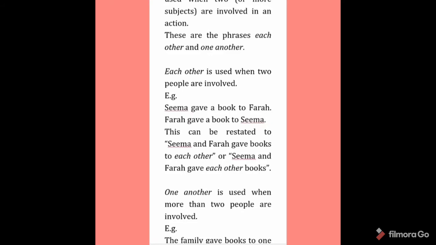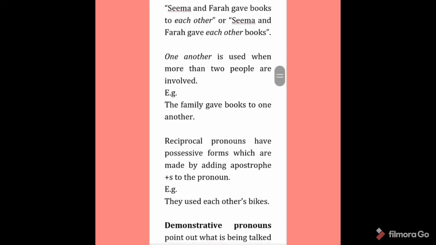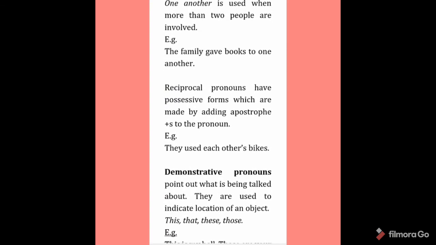One another is used when more than two people are involved. For example, the family gave books to one another. Reciprocal pronouns have possessive forms which are made by adding apostrophe s to the pronoun. For example, they used each other's bikes.